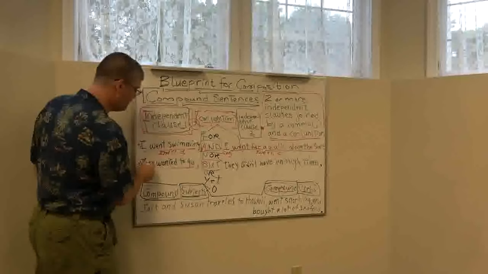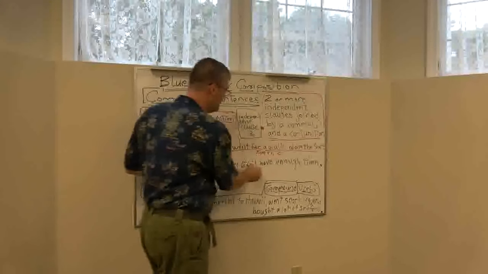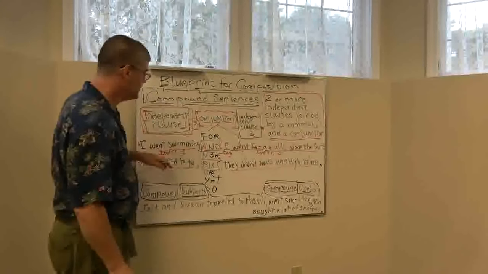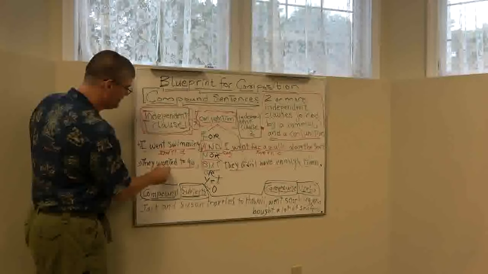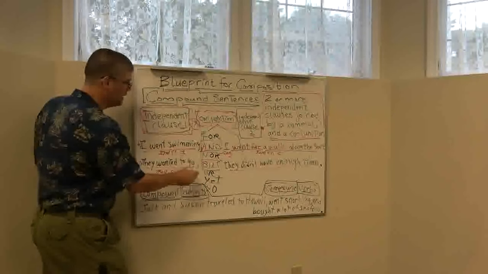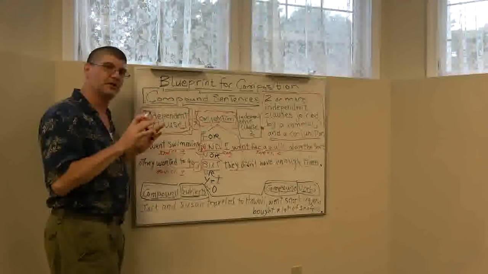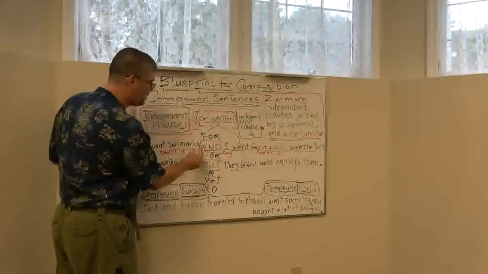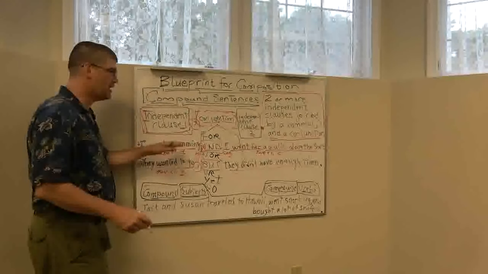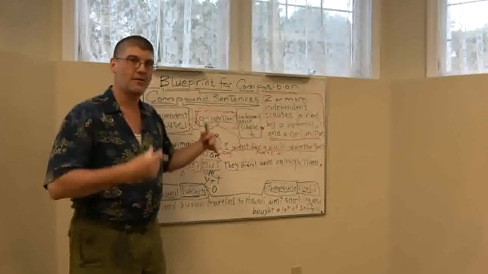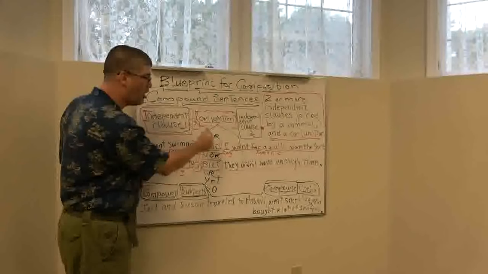They wanted to go, but they didn't have enough time. So again, independent clause 1, conjunction after the comma. So this comma, again, I have to stress, the comma is important because the comma is also showing this connection between the two ideas. The comma is joining these two ideas together along with the conjunction.